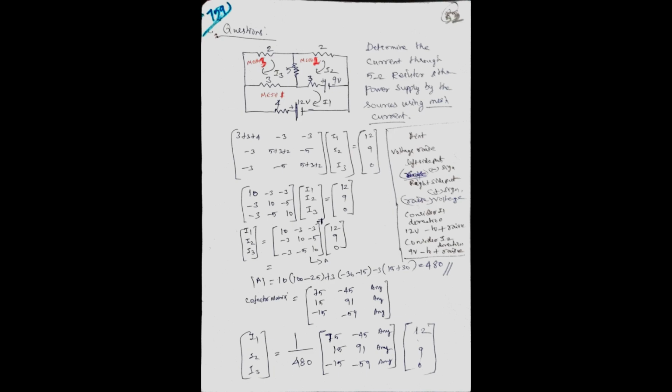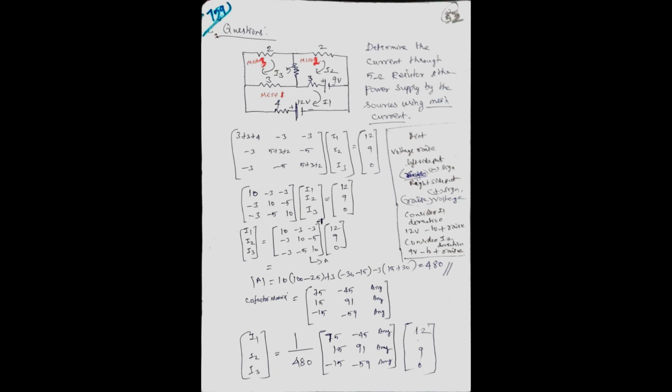Mesh 1 contains 3 and 4 and 3 ohm, so 3 plus 4. Mesh 2 contains 2, 5 and 3 ohm, so 5 plus 3 plus 2. Mesh 3 contains 2 and 5 plus 3, so 5 plus 3 plus 2. Meshes 1 and 2 have a common element 3, so put minus 3 for the common element. Meshes 2 and 3 have a common element 5, so put minus 5. And meshes 2 and 3 have a common element 3, so put minus 3.